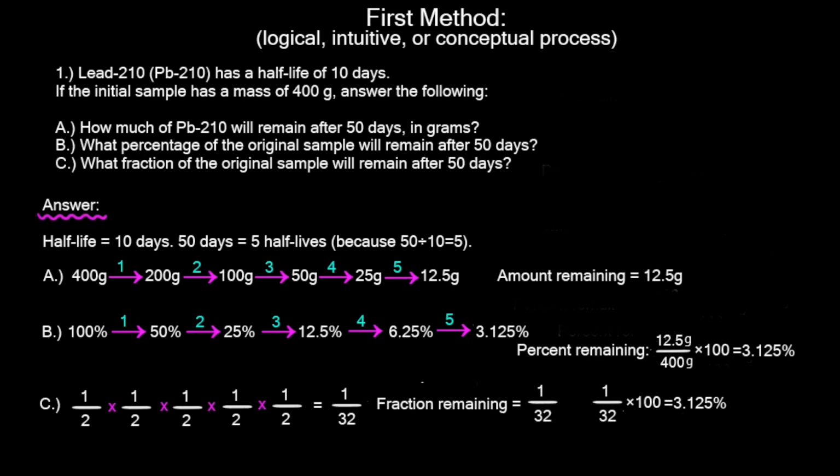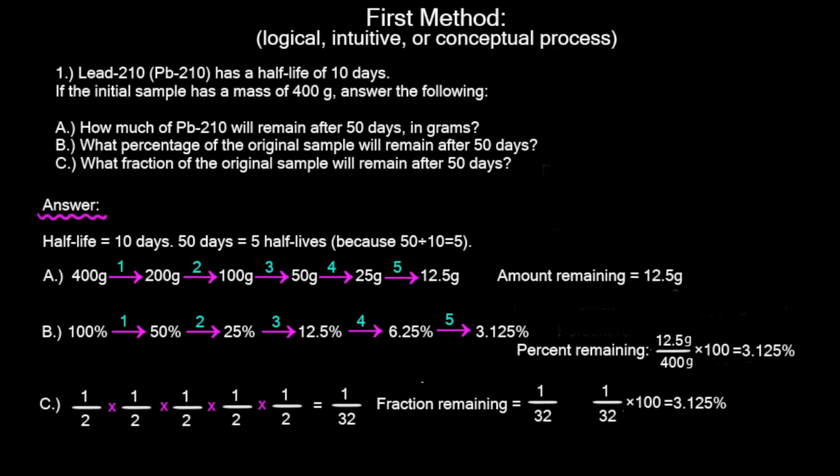The second way to find the same answer conceptually is by using the initial and the final masses of the substance. We already know that the final amount is 12.5 grams and the initial amount is 400 grams. So we divide 12.5 by 400 and then multiply that by 100, which gives us a percentage value of 3.125%. This matches our first result. Therefore, the answer to part B is 3.125%.